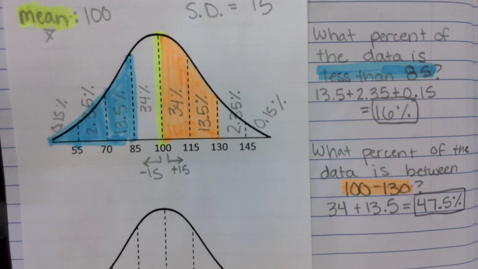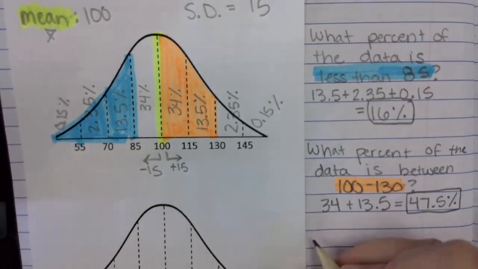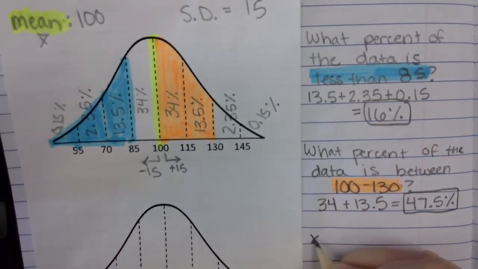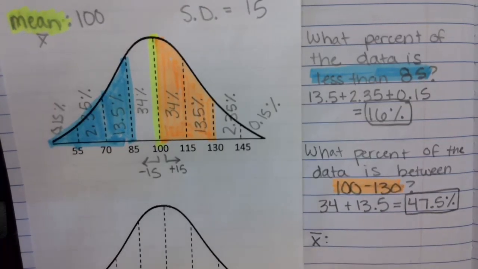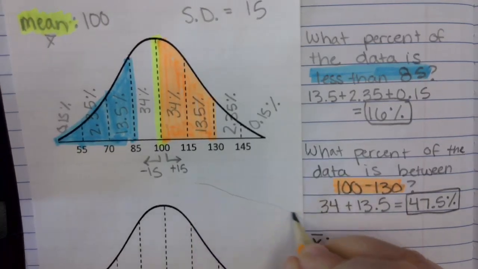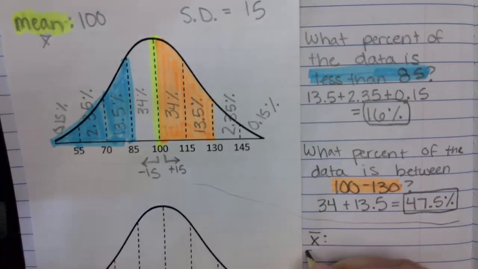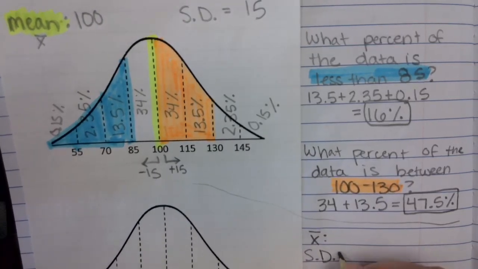All right, we have one left. This next one, the first thing we're going to do is figure out what is our mean and our standard deviation. So remember, mean is the same thing as that x bar, and SD for standard deviation.